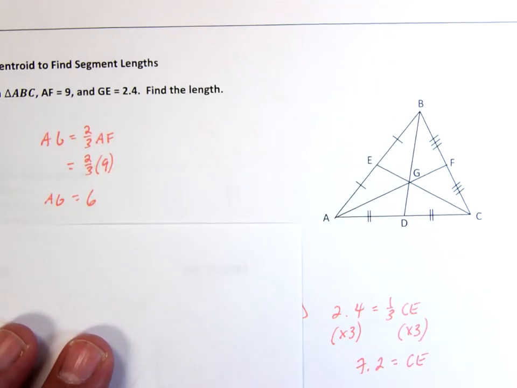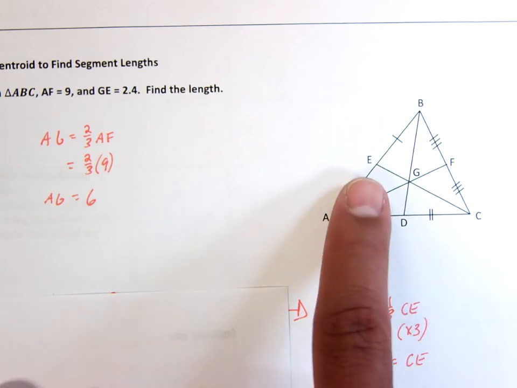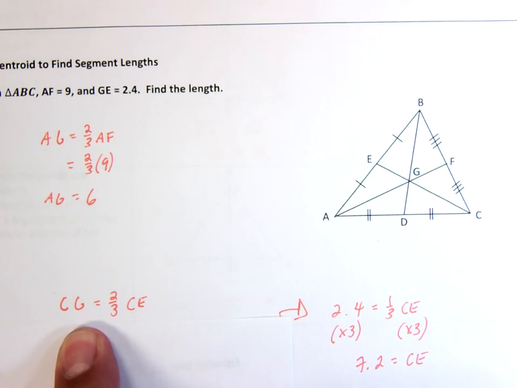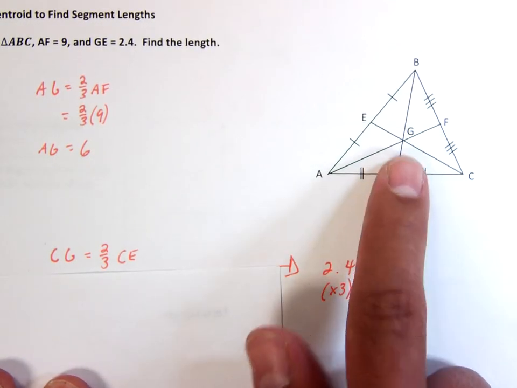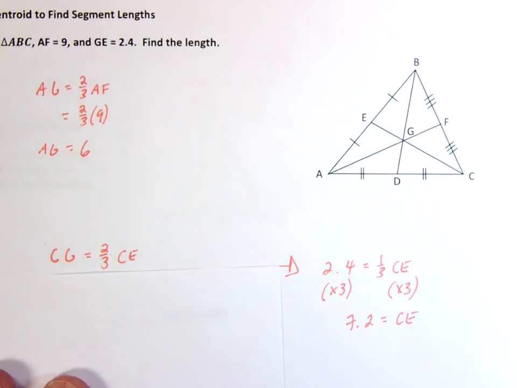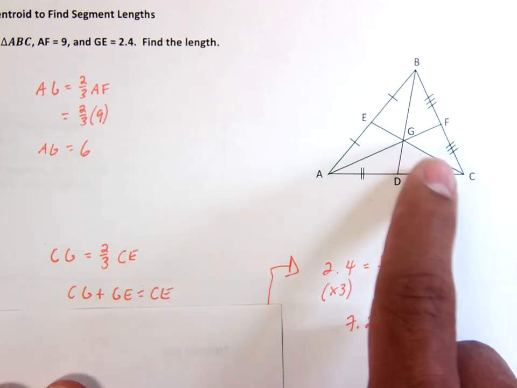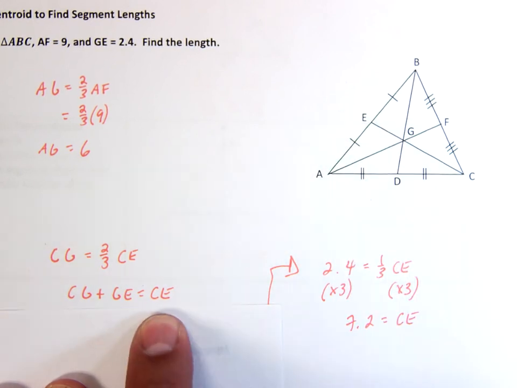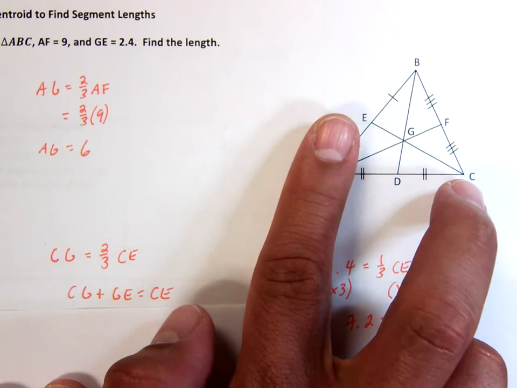This next one's a little bit more complex. It wants CE. It wants to know how far it is from C to E. CG is equal to 2/3 of CE. Again, CG is right there. It's 2/3 of the way all the way through, which is CE. But I can do CG plus GE equals CE. So this segment plus this segment equals the whole segment.